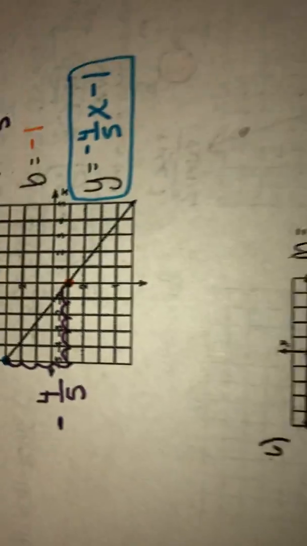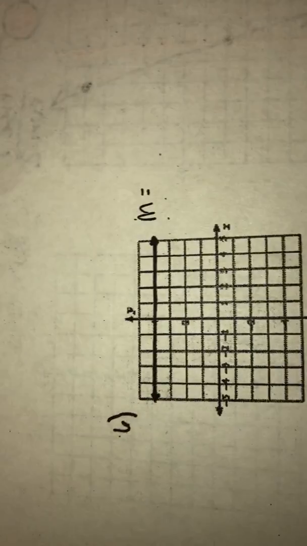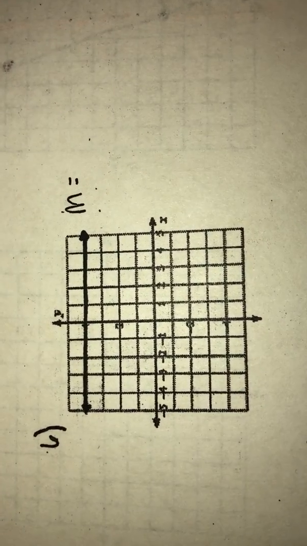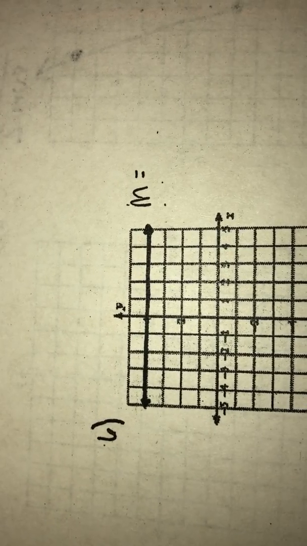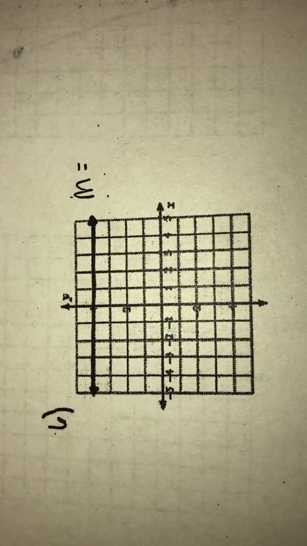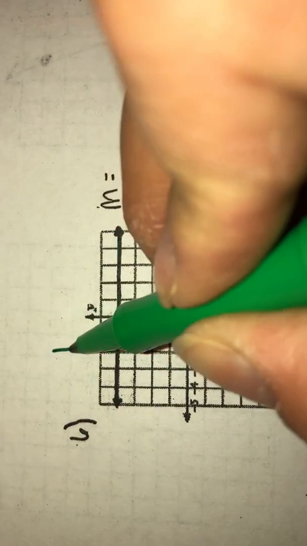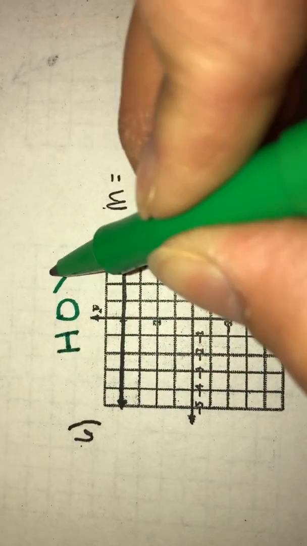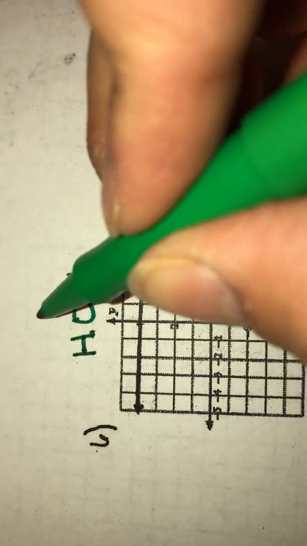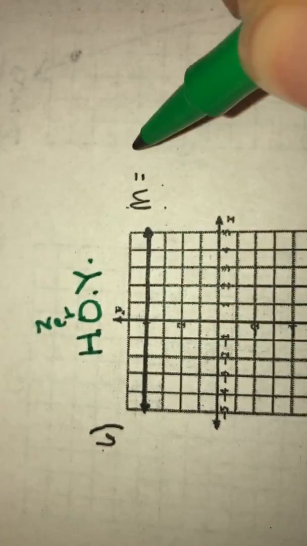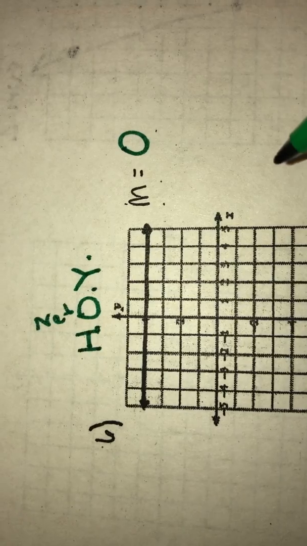Let's go to number 6. What type of line is that? Horizontal line. That's a horizontal line. So it's a special line, because horizontals and verticals are special lines. Because it's a horizontal, it's going to be the HOY one. Horizontal line with what kind of slope? 0 slope.